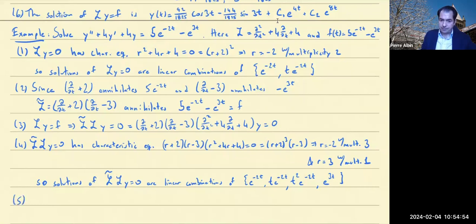Okay, step five. We can find a particular solution, right? So remember, what we need to do now is take all of the solutions of L tilde L y equal to zero which don't also solve L y equal to zero. In this case, it's really simple because this set is a subset of this one. So all we need to do is ignore the parts of this set that are already here. We ignore e to the minus 2t and t times e to the minus 2t, and take a linear combination of whatever's left. So we'll take a times t squared e to the minus 2t plus b times e to the 3t.